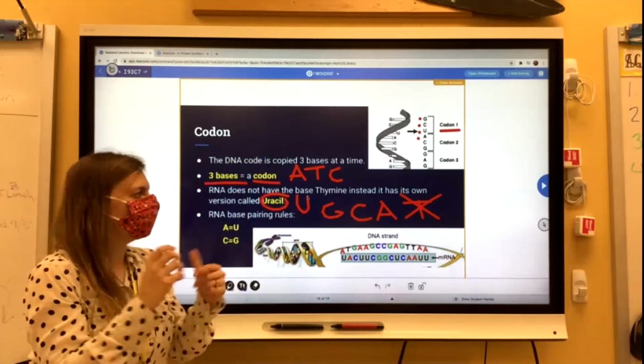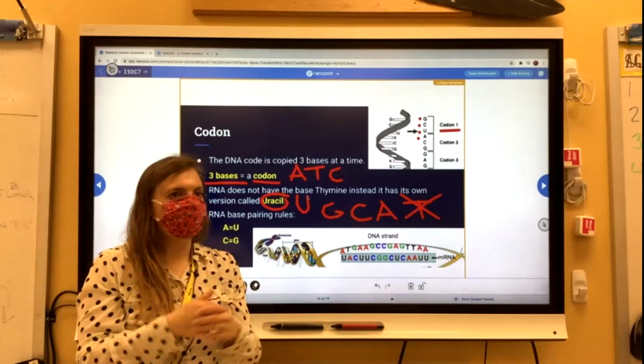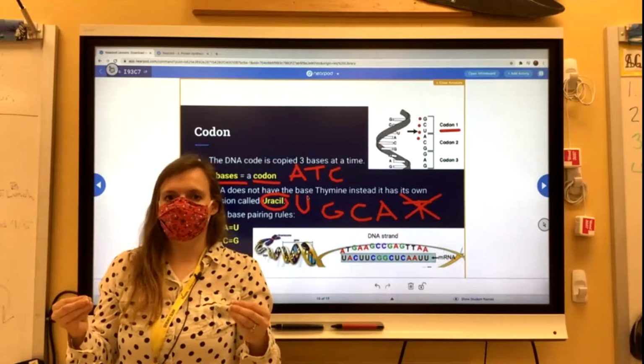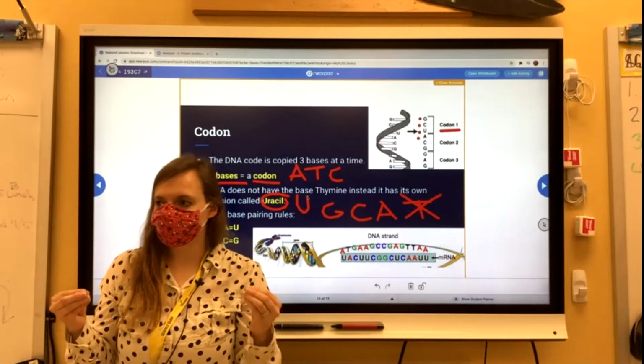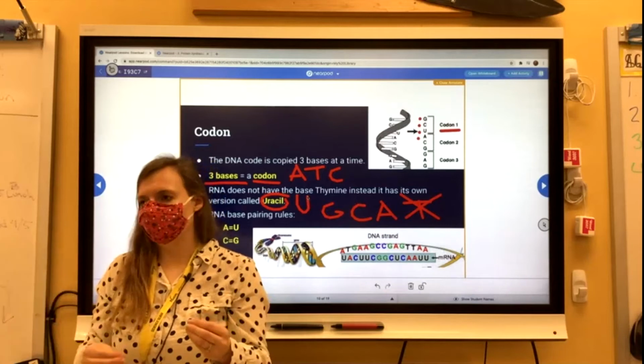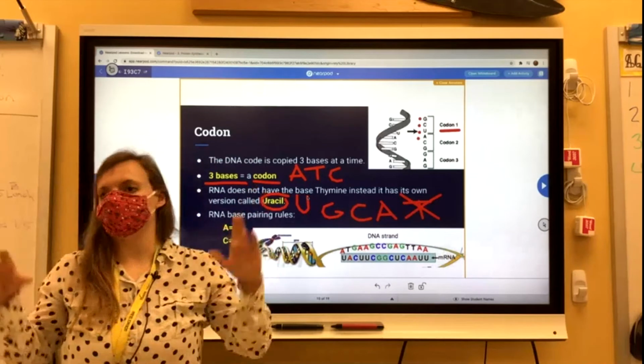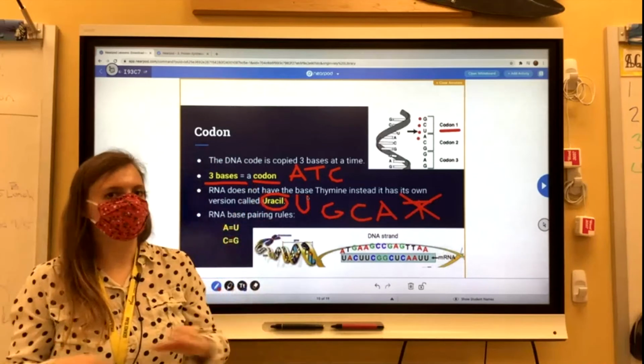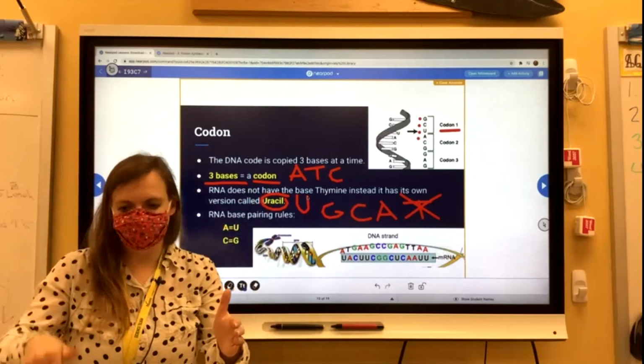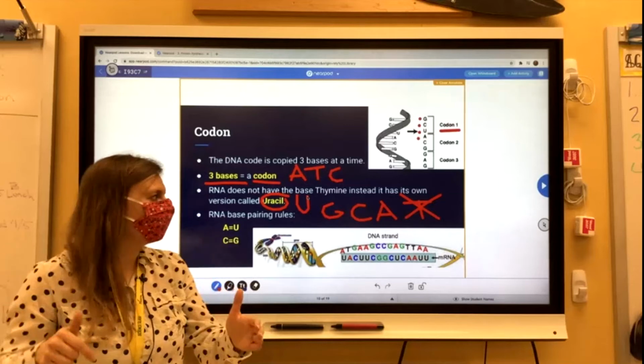All right, uracil. So the way that you can tell if you're looking at a molecule and you're like, I don't know what this is, if it has U's in it, it's mRNA, or it's RNA, all right? RNA does not have any T's in it, thymine. It just doesn't have it. It doesn't have it on its keyboard. The key has been switched out for U.